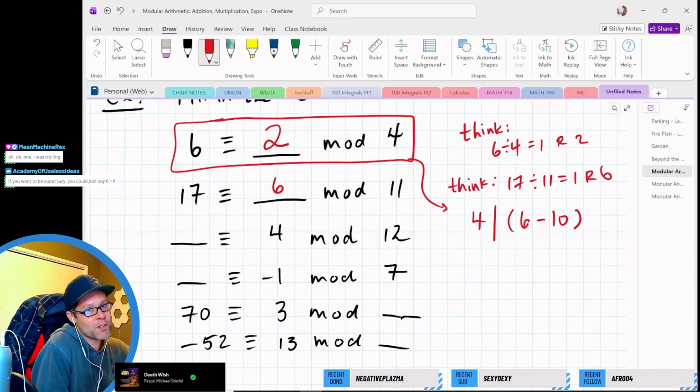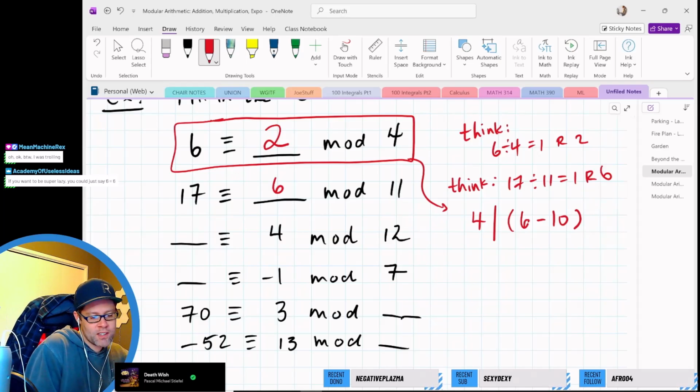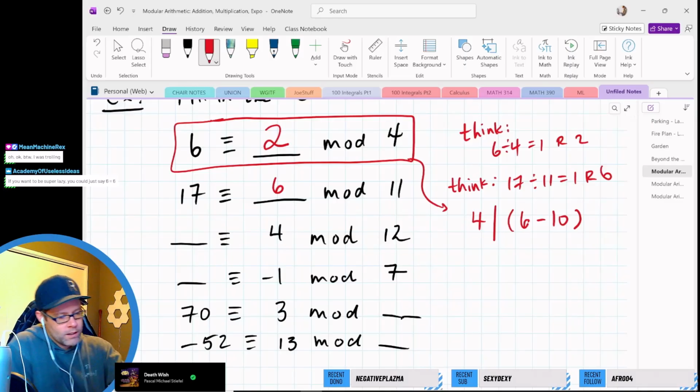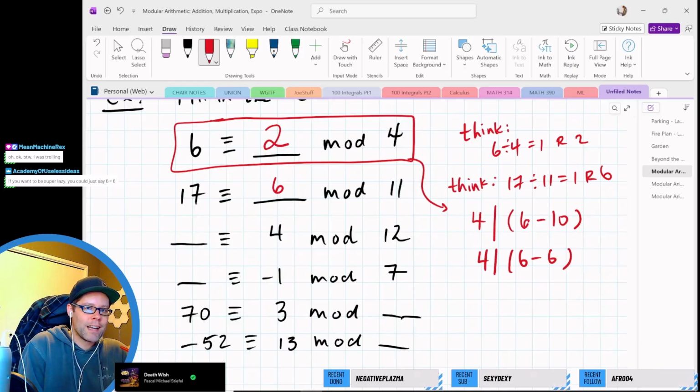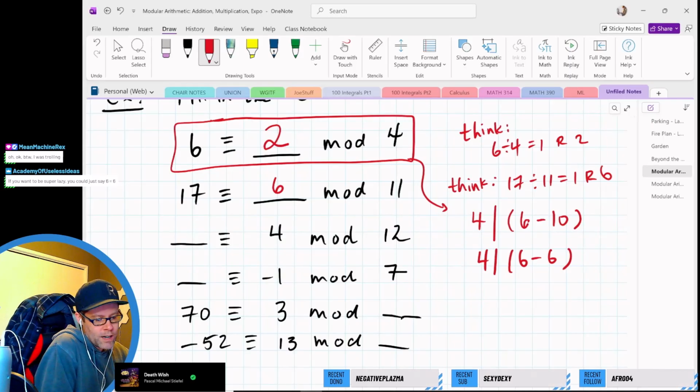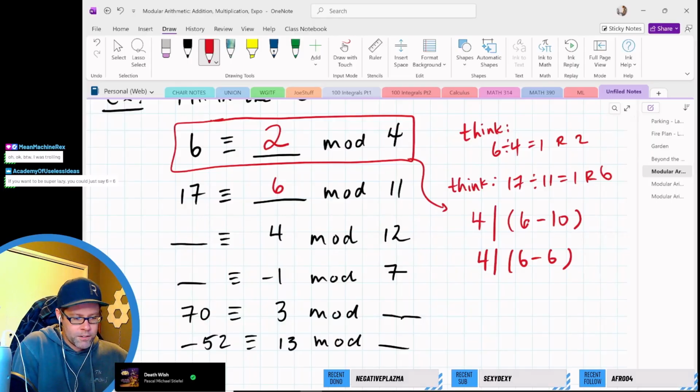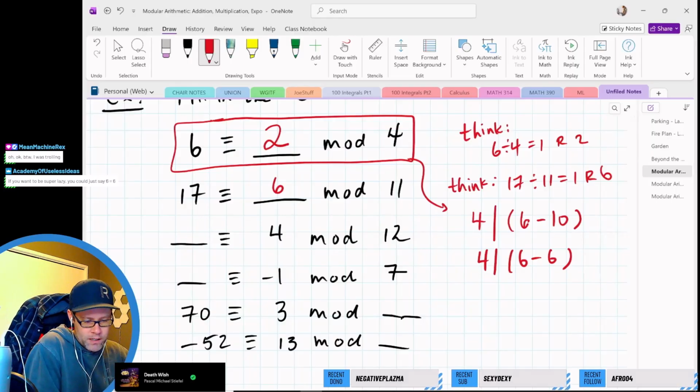Yeah, Slim is true as well. If you want to be super lazy, just put the same number in, right? We know that 6 has to be congruent to itself, mod 4, because 4 is going to divide 6 minus 6. Right? 4 should divide 0. So every number is always congruent to itself in any modular base as well.